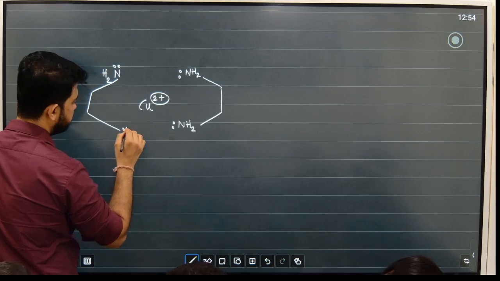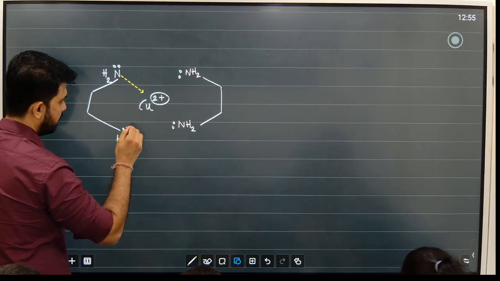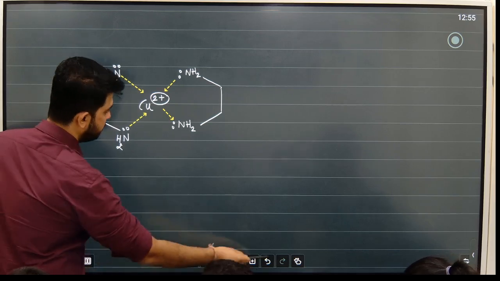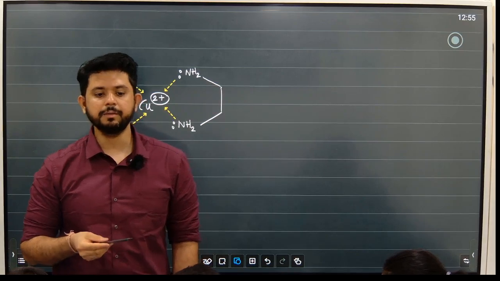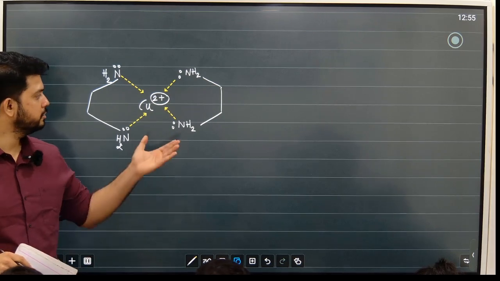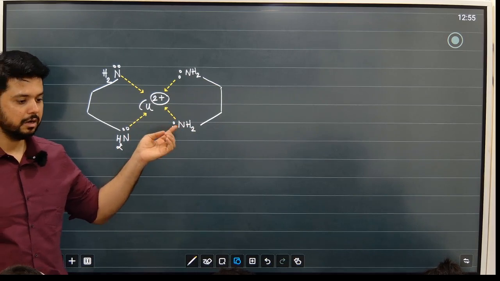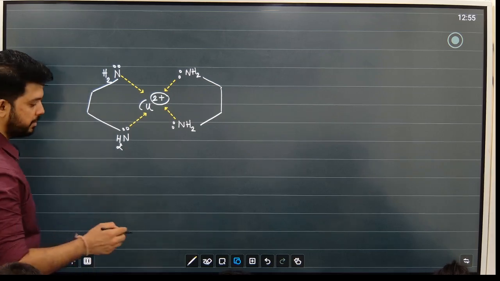Now people observe this. So what we have here is ethylene diamine. Okay, and ethylene diamine is a bidentate. So if you see here with Cu2+, it forms a ring. Now this is a 5-membered ring.